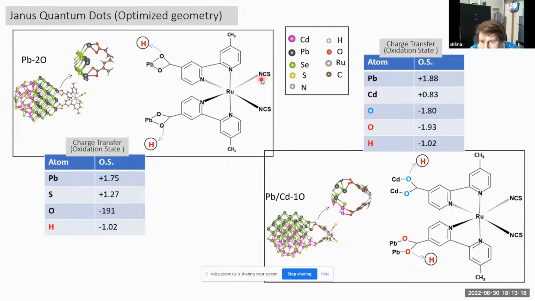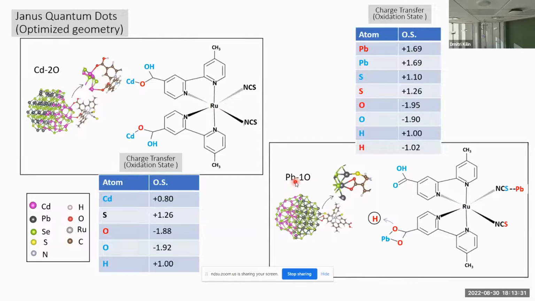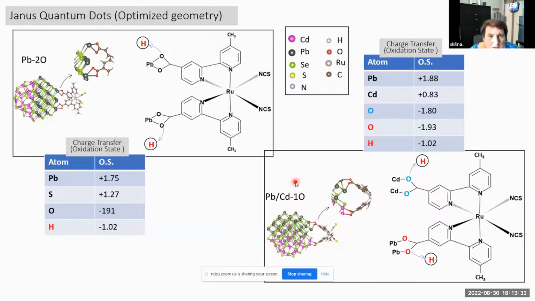But in all cases, your sulfur is positive. I'm not sure, chemically it makes no sense. Your sulfur should not be positive for this molecule. For an isocyanide molecule, of course, sulfur should be negative, not positive. It's a more electronegative element compared to carbon.